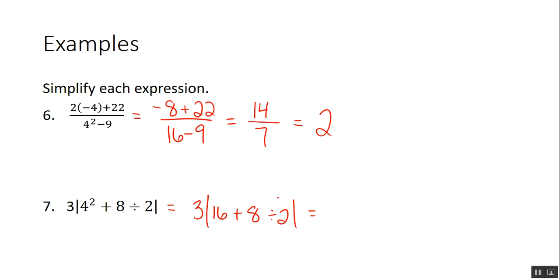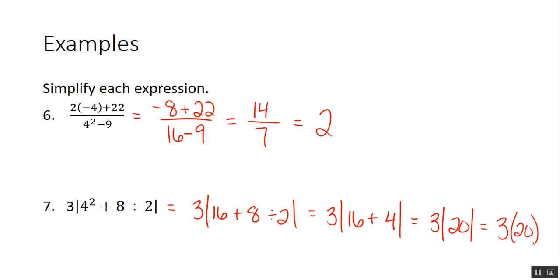Still inside the absolute value, 16 plus 8 is 24. But we don't do that first. We do division first. So 16 plus 8 divided by 2 is 4. Now we have 3 times the absolute value of 20. The absolute value of 20 is just 20. Remember that had this number inside been negative, we would have made it a positive because absolute value is a distance, and you get a final answer of 60.